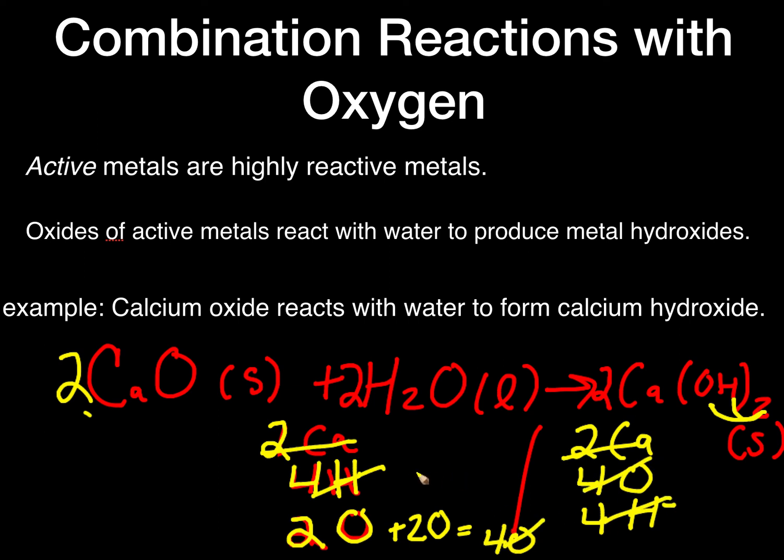So our balanced chemical equation here would be 2, 2, 2, but if we reduce it, it would just be 1, 1, 1. So we really didn't need to balance that, but some good balancing practice, fine.